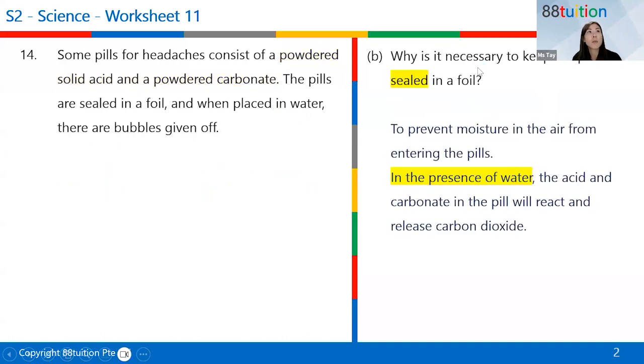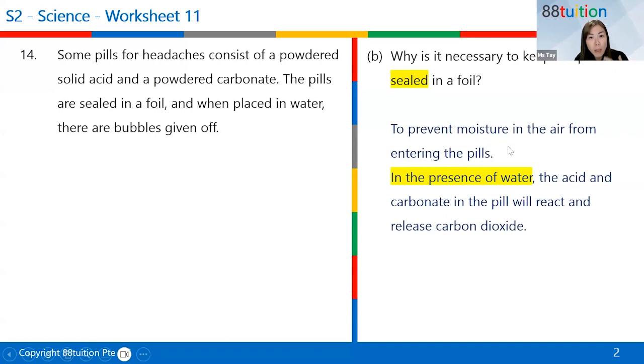Okay, I saw your previous week's answer. Those who answered, you did fairly well. So I can see that you have answered correctly. Now, why is it necessary to keep the pills sealed in a foil? Now, we want to prevent moisture, I explained just now, right? The absence of water will not cause any reaction to take place. So you can still keep this medication until you need it.